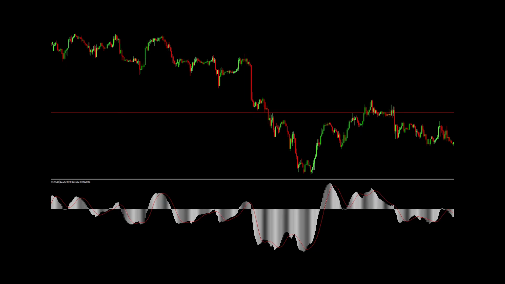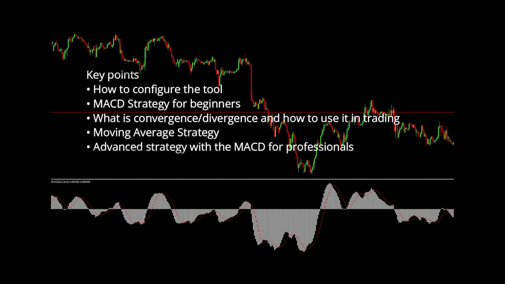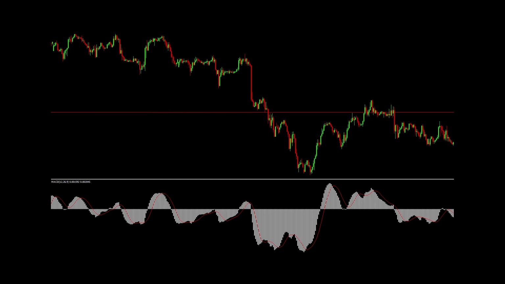What is the advantage of the MACD over other indicators? How to set it up on the chart, and how to use it correctly in trading. Key points. How to configure the tool. MACD strategy for beginners. What is convergence, divergence, and how to use it in trading? Moving average strategy. Advanced strategy with the MACD for professionals. The essence and features of the indicator.